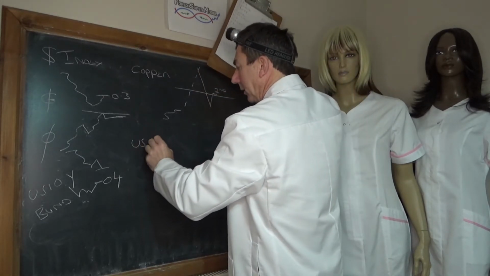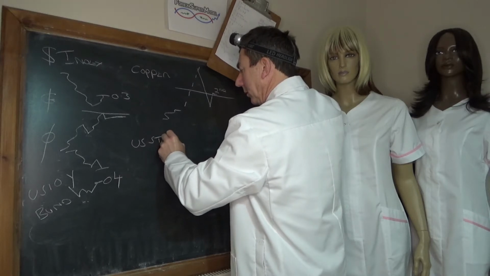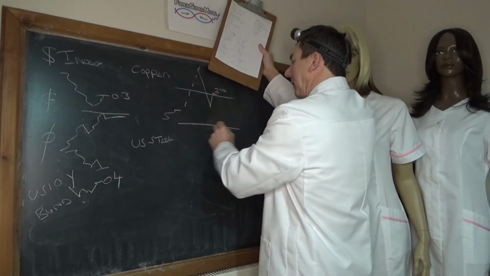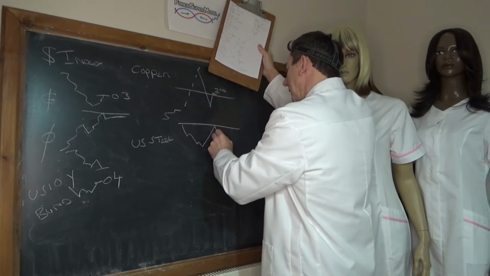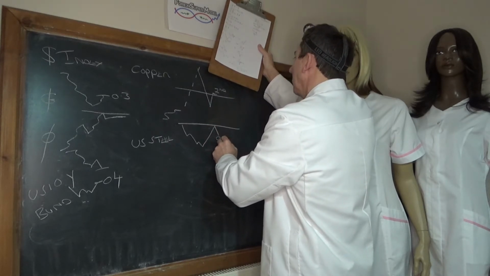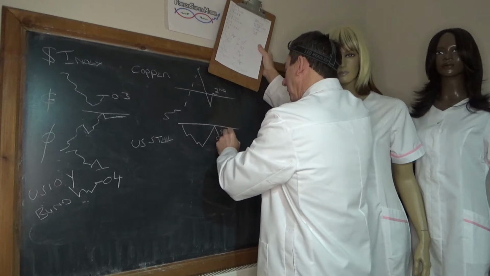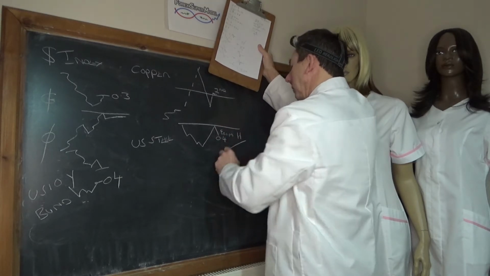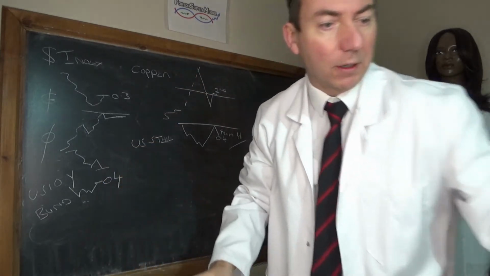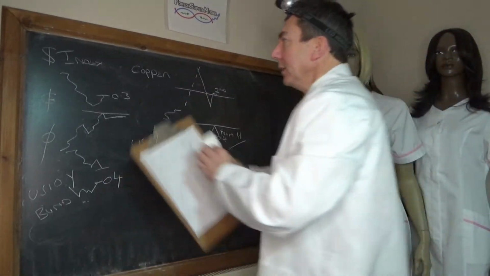US steel had this W-shaped recovery, and it's now 0.4 from the high in our modern terms. From high, right? So that's where we are in the asset classes.